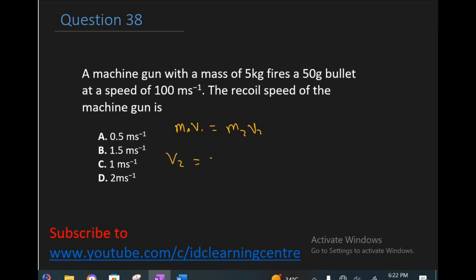Our v2 is going to be m1 v1 all over m2. Okay, so our m1 in this question is our 50. Right, let me write the data here. m1 is 50 grams, but you know mass is measured in kilograms, so when you convert this to kilograms, you divide by 1000, you have 0.05 kilogram, right?